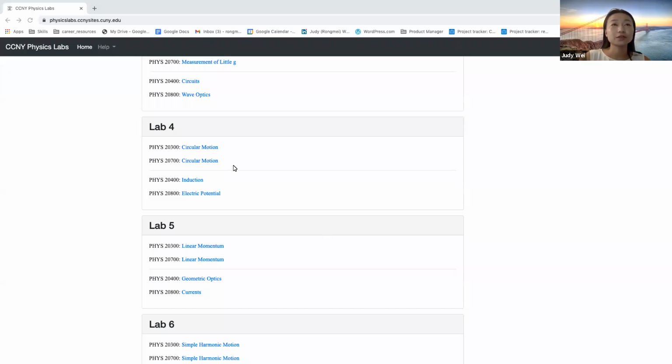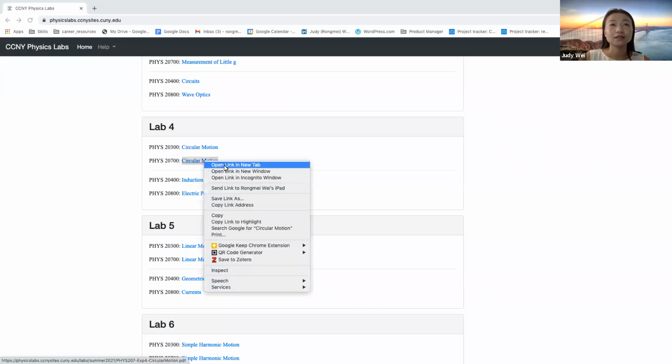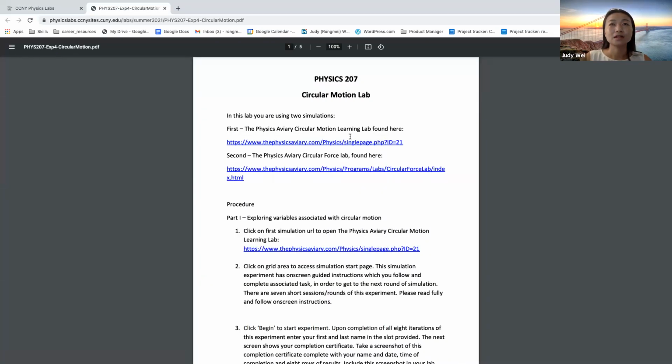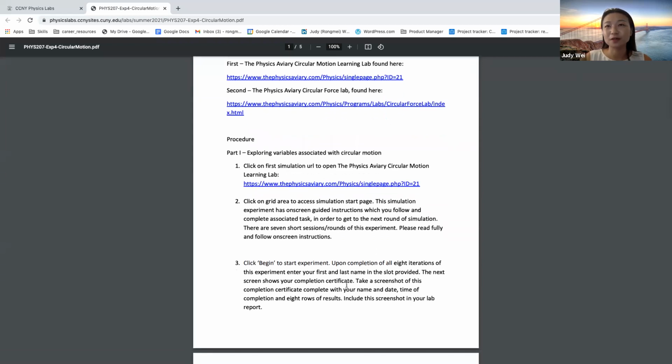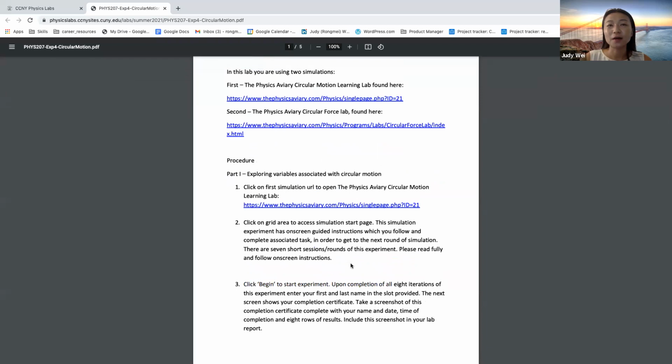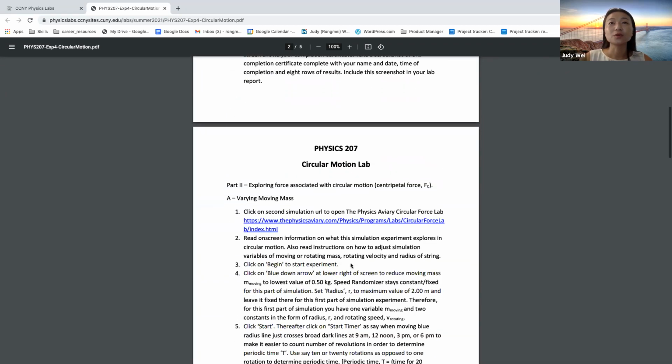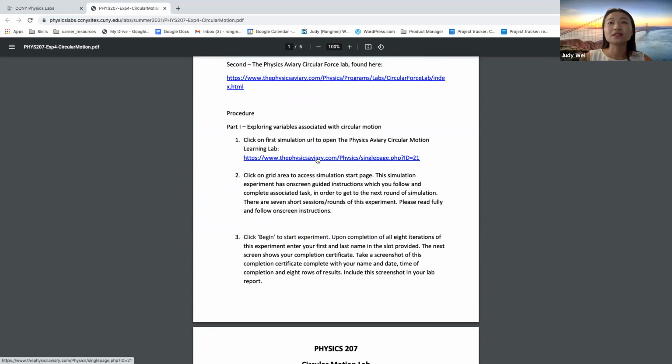Okay, so we have circular motion. Let's see what we have here. We have two parts of the experiment. The first part is basically you do by yourself, and then you learn some basics.